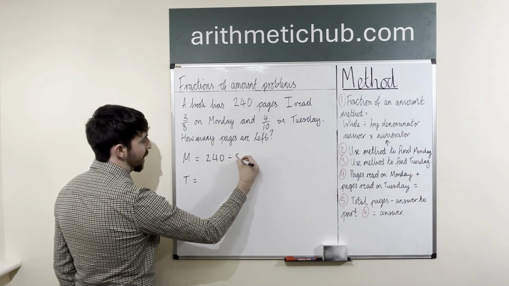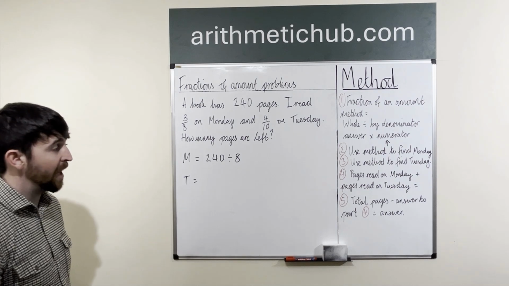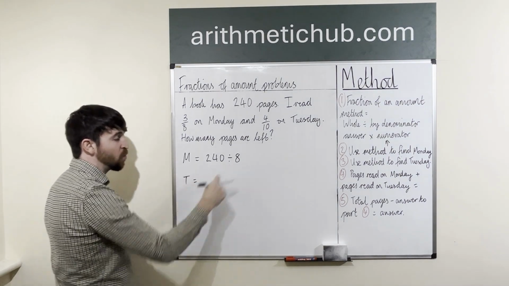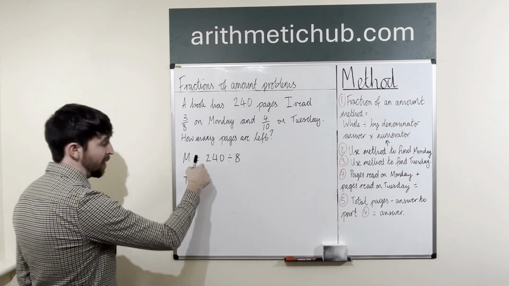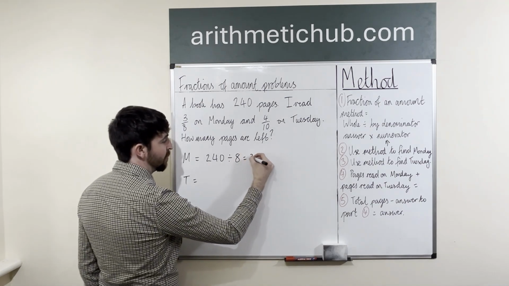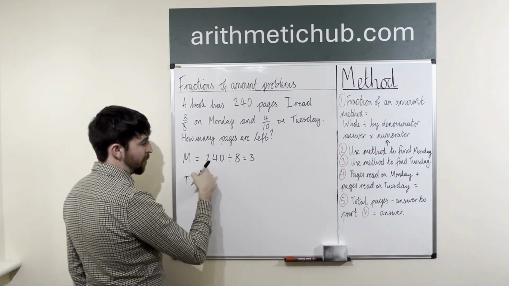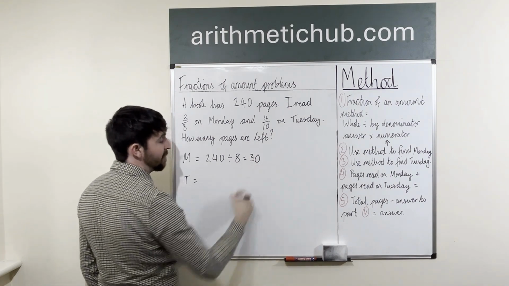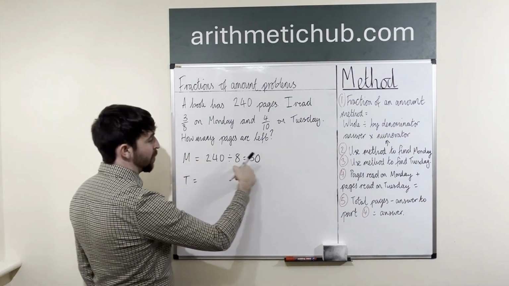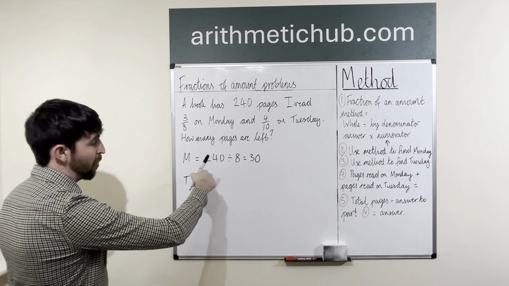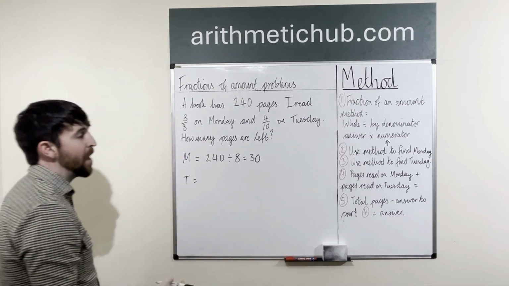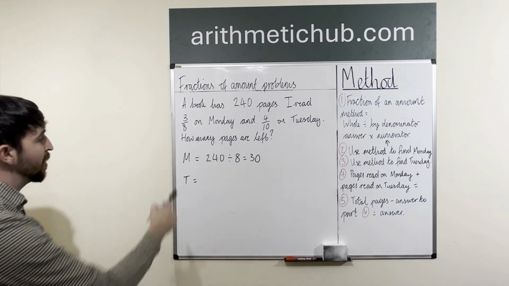240 divided by 8. Now, I could do that in a short division method, but I could also use my number families. I know 24 divided by 8 is going to be 3. Here I've got one more 0 in the question, so I'm going to need one more 0 in the answer. So 24 divided by 8 will be 3, so 240 divided by 8 is going to give me 30. So I've done the first part of my method, and then my answer multiplied by the numerator.